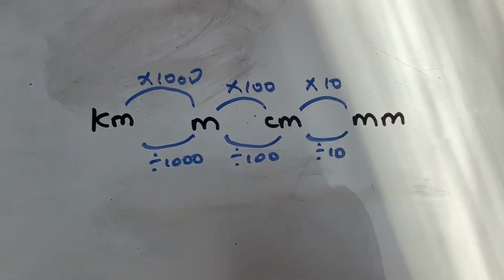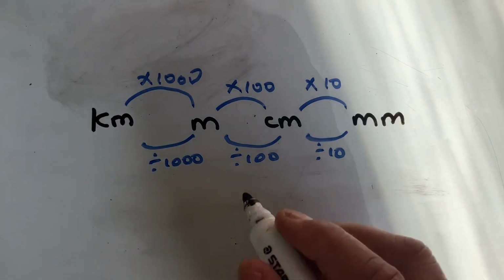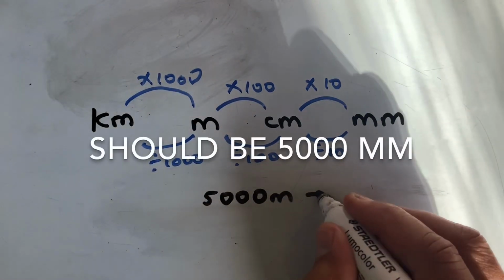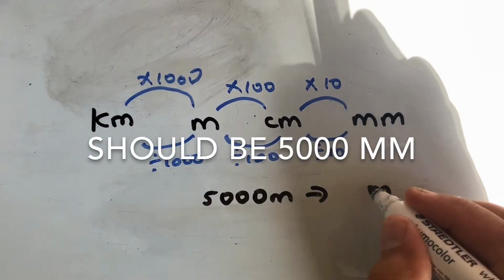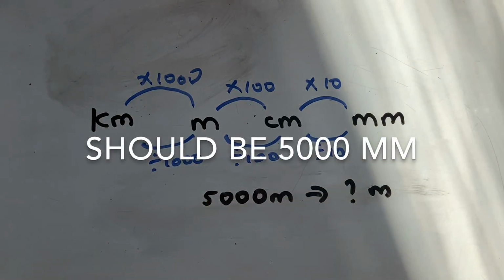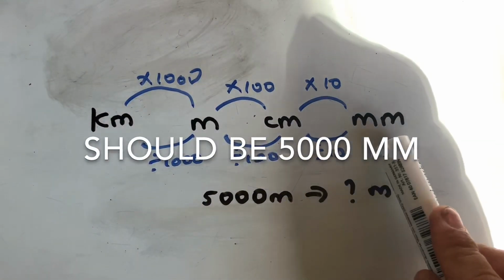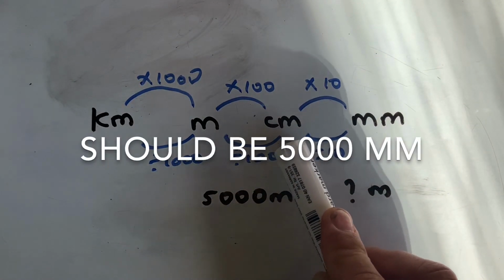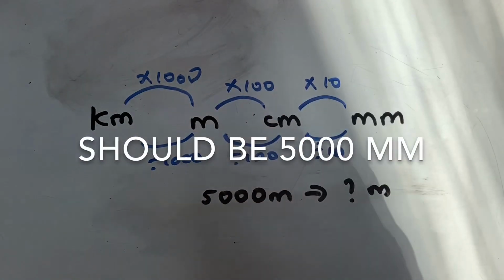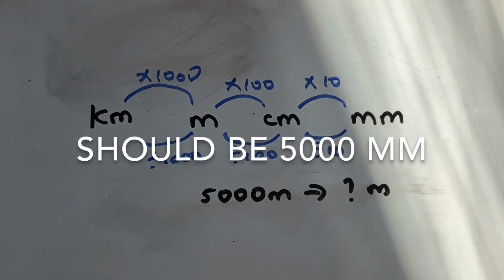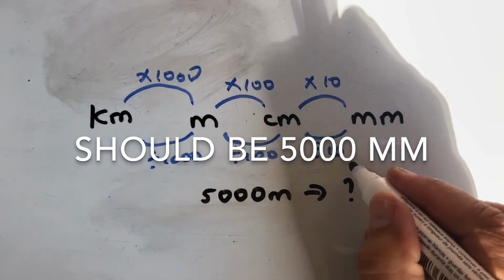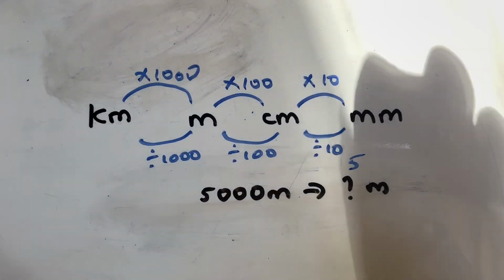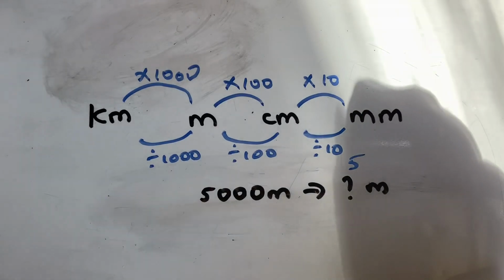Now we shall do a more complicated question. If I have 5,000 millimeters, I want to convert to meters. The first thing I do, I take 5,000 millimeters, I divide by 10, that will give me 500 centimeters, and 500 centimeters divided by 100 will give me 5 meters. So the answer should be 5 meters. Good. That is the conversion for length.